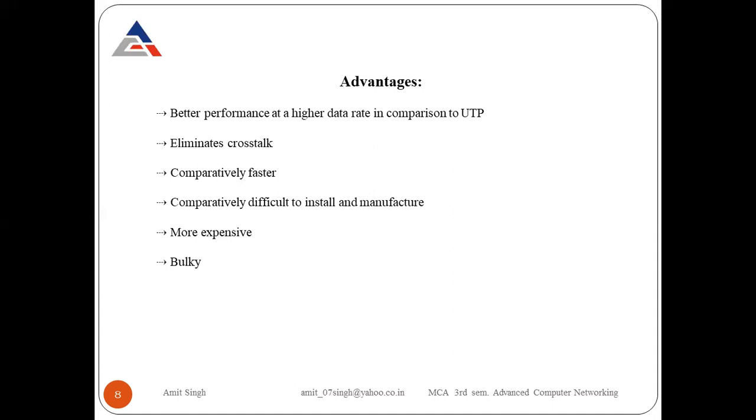The last one is bulky. It is bulky in size because the extra covering is there. It can use some space. So automatically the shielded twisted pair cable is bulky as compared to the unshielded twisted pair. So this is all about the twisted pair cable.